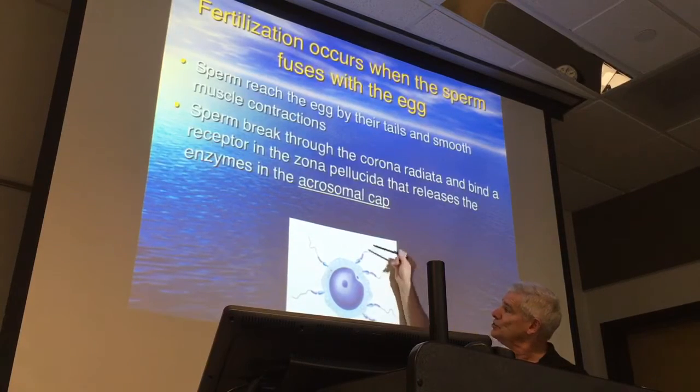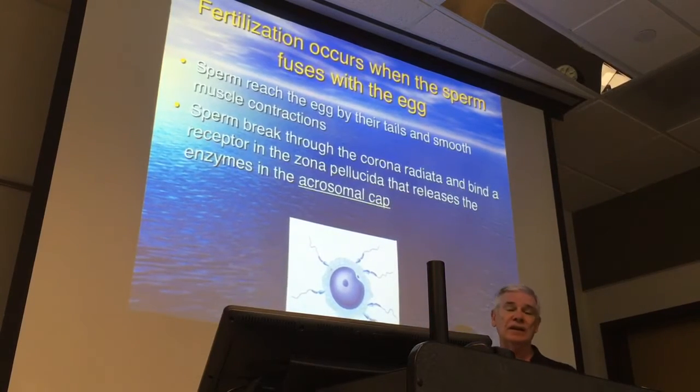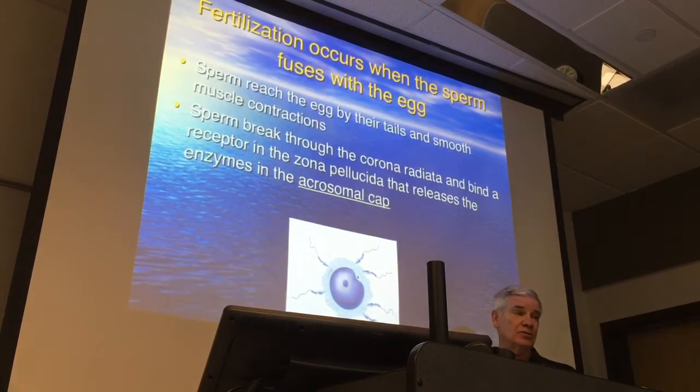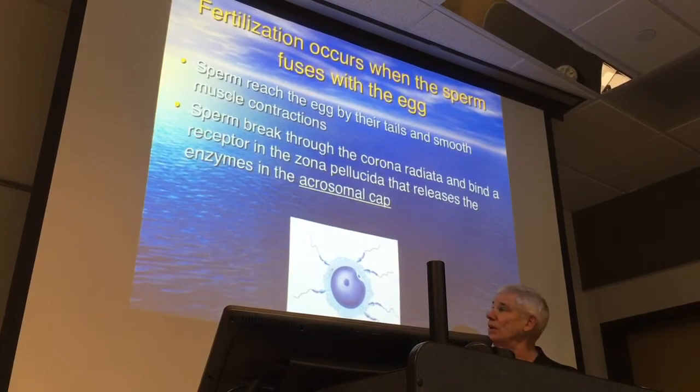When the sperm reach it, there's just a few sperm that make it there, and they have to, first of all, break through the corona radiata. That is fairly easy, just using physical force to separate those cells. There's not a lot of tight junctions, they're just loosely associated.